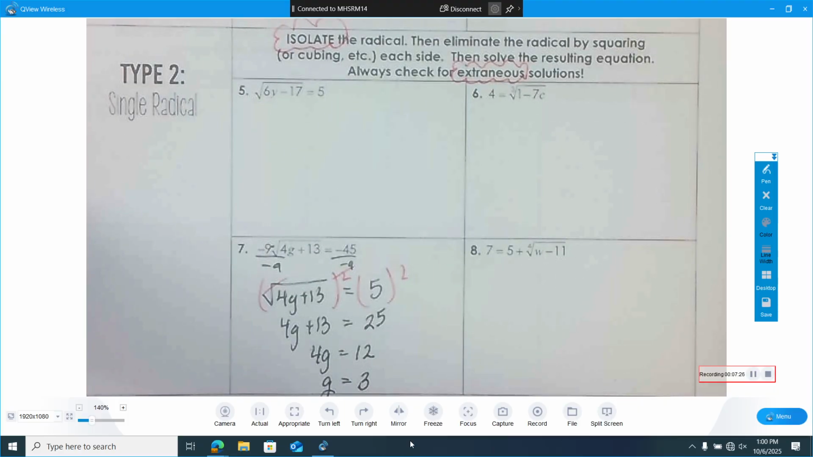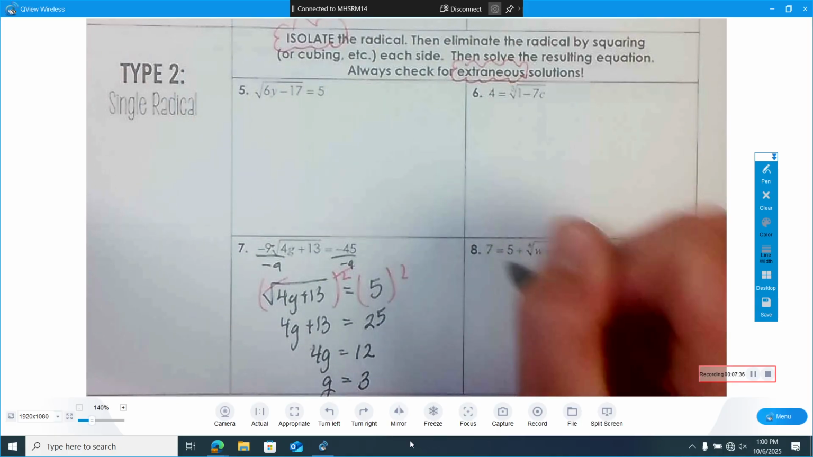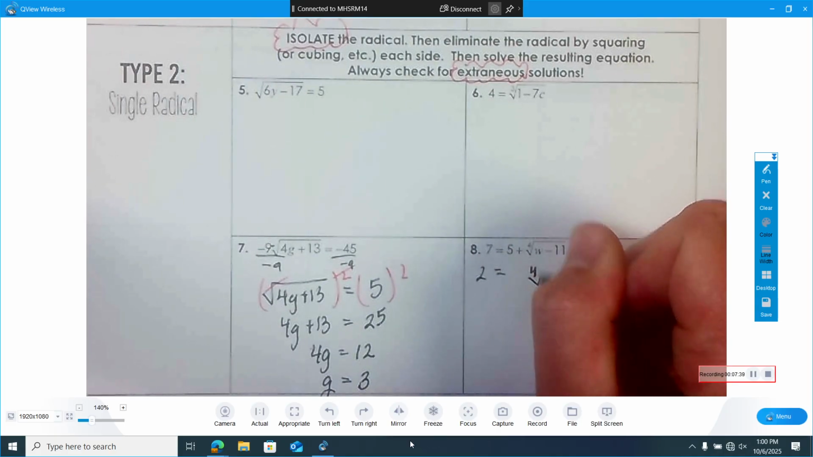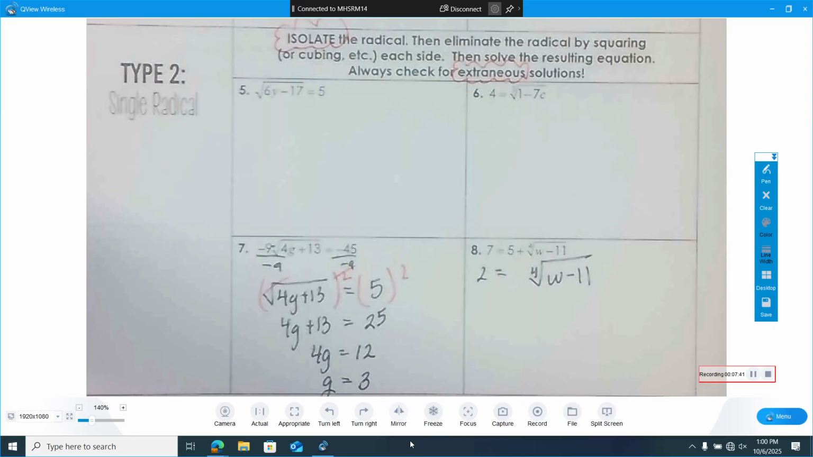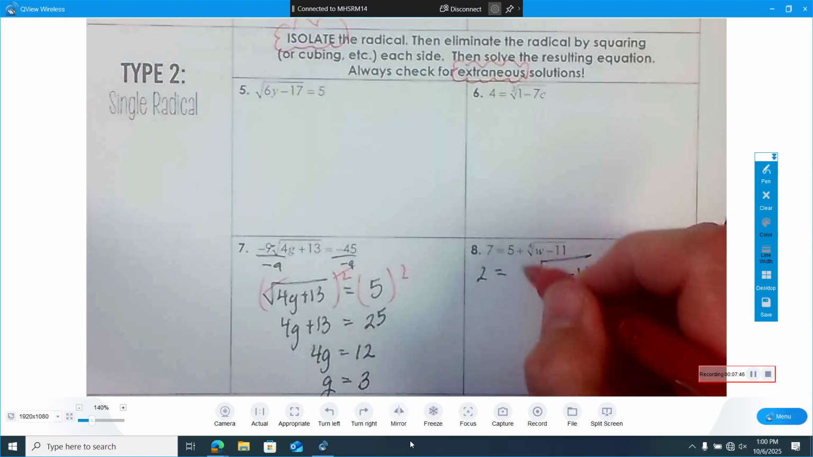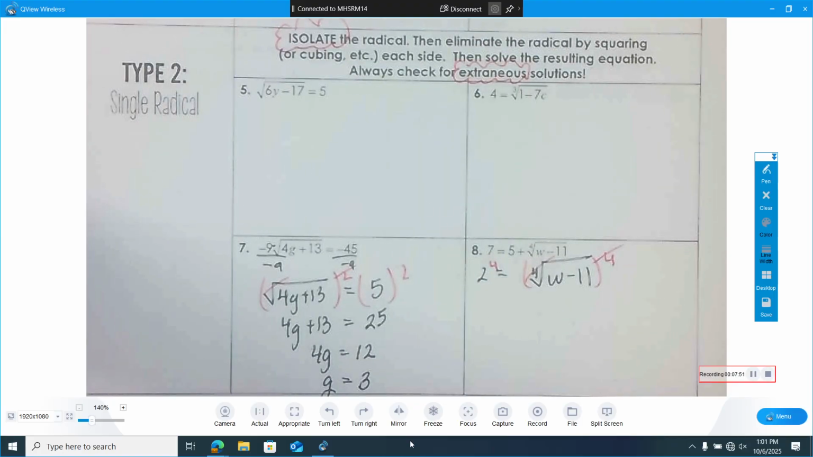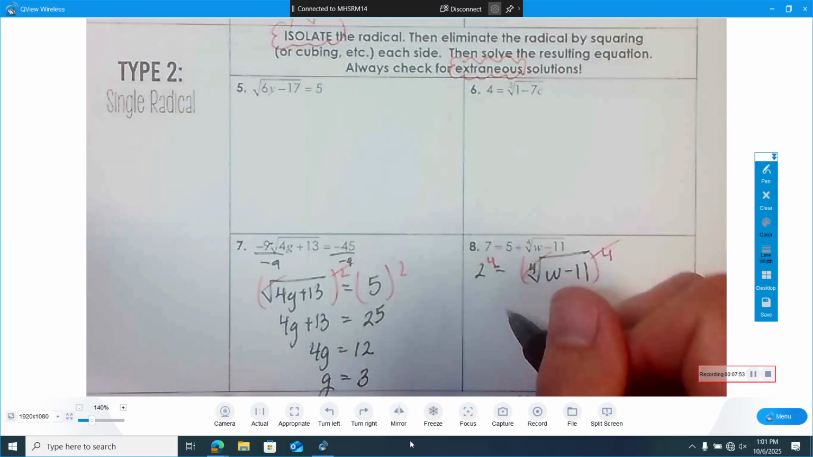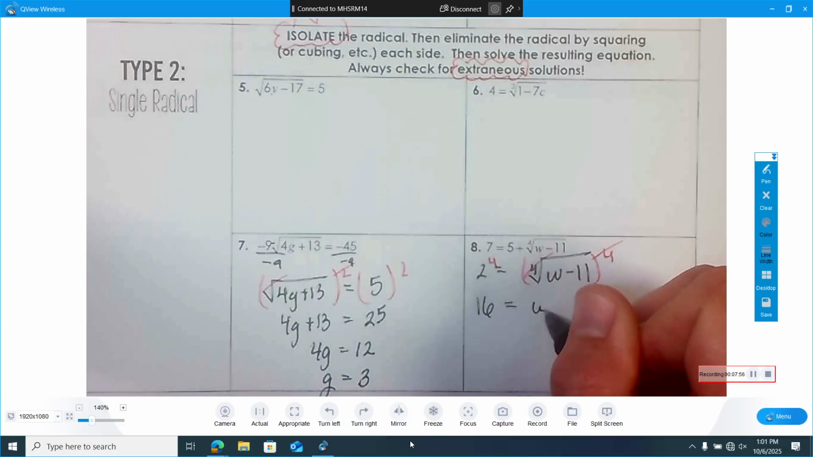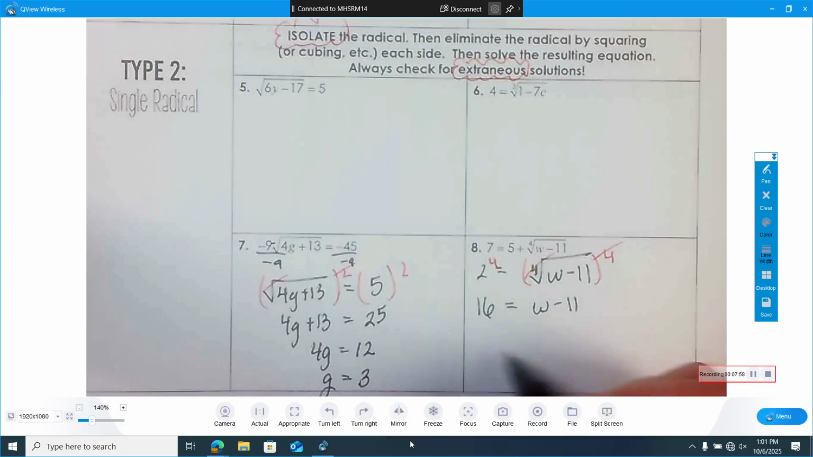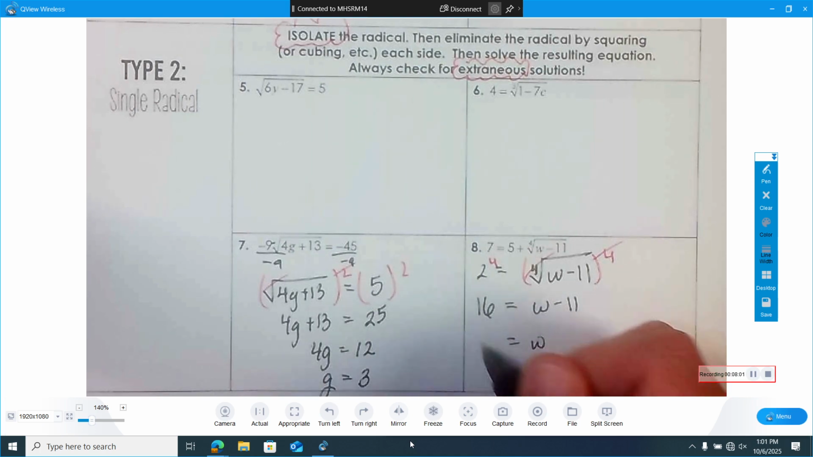All right, on number 8, what do you want to do first? You want to move the 5. That's a good place to start. We're going to subtract the 5, so we get 2 equals the 4th root of w minus 11. How do we get rid of a 4th root? 4th power. Sure, 4th power on both sides. The 4th root and 4th power cancel one another out. 2 to the 4th is 16 equals w minus 11. And we can add 11. So what is that, 27?